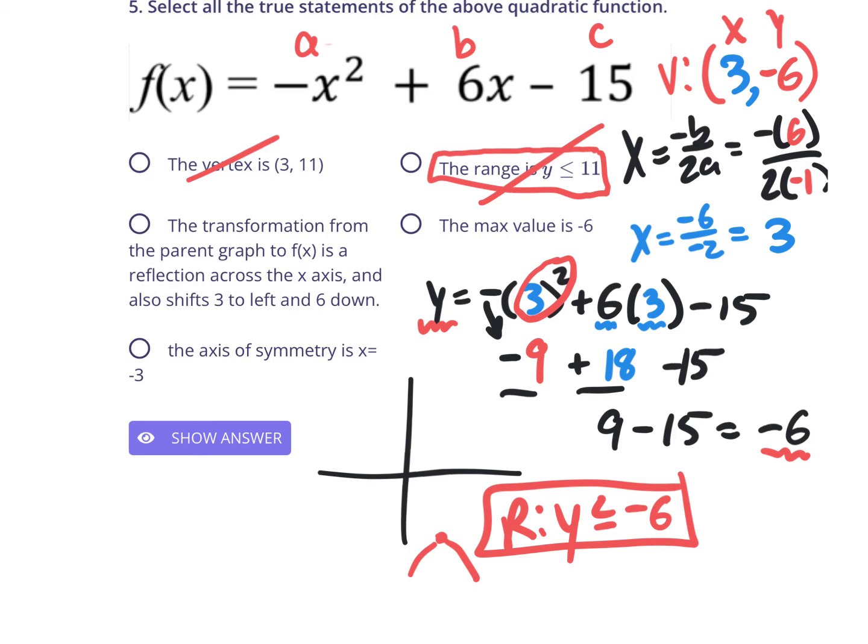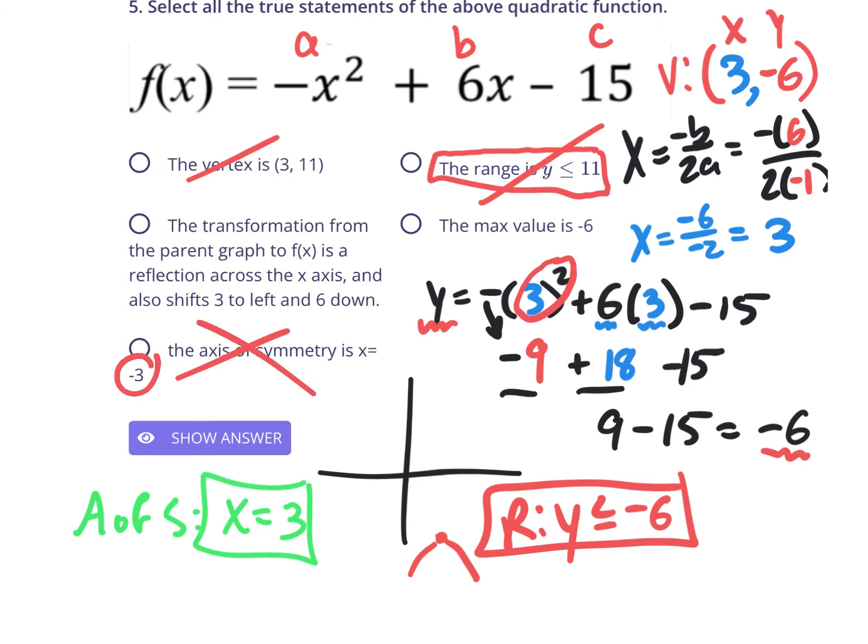The axis of symmetry is x equals negative 3. Maybe I shouldn't have circled it because it's not right. This one right here says the axis of symmetry is x equals negative 3. This is positive 3. So we know that the axis of symmetry is not negative 3. It should be x equals positive 3, not negative 3. What the heck? So far everything's been wrong.